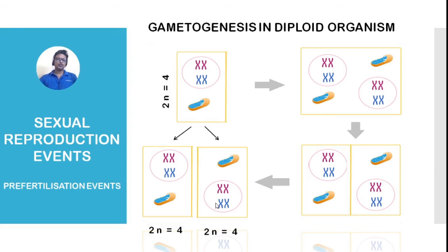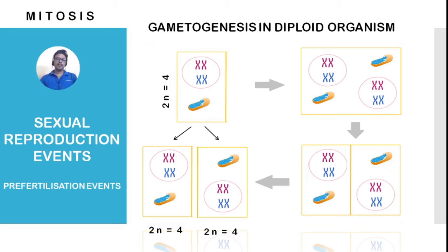I repeat again, the chromosome number remains constant from parent to daughter cells, and this type of cell division, where chromosome number remains constant from parent to daughter cell, is known as mitosis. You see, the parent cell has 4 chromosomes, and the newly synthesized daughter cells also have 4 chromosomes each, and this is known as mitosis.